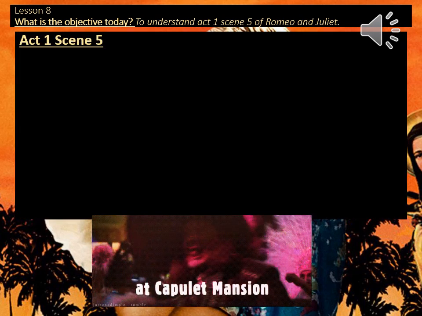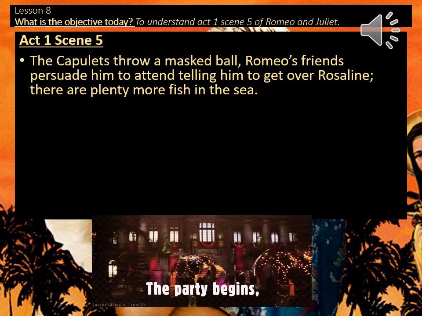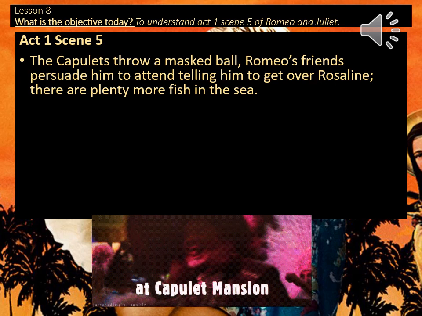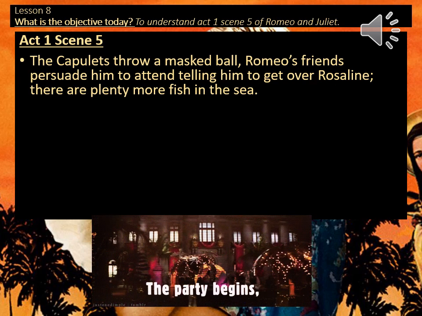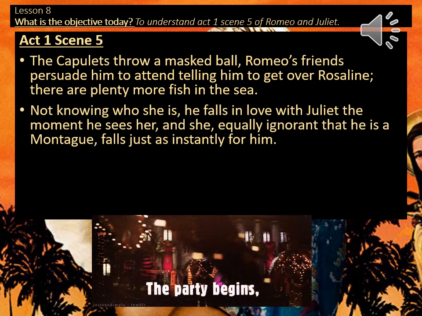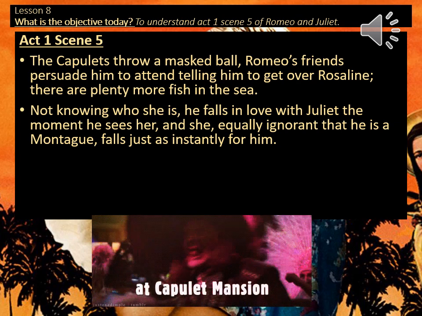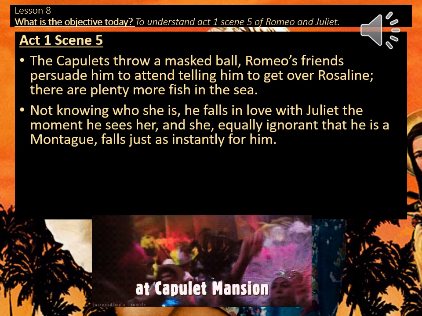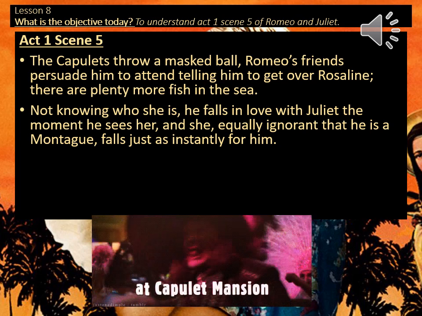Act 1, Scene 5 is where the Capulets throw a masked ball, and it's the one that Romeo and the other Montagues crash. So Romeo's friends convince him to attend, telling him that it will help him get over Rosaline, that there are plenty more fish in the sea. However, when he arrives, not knowing who she is, he falls instantly in love with Juliet, and she, equally ignorant that he is a Montague, falls just as instantly for him.